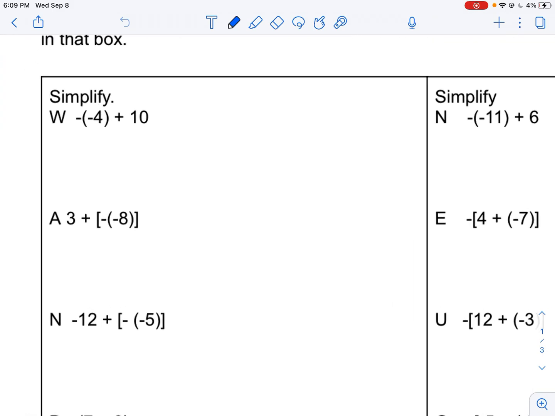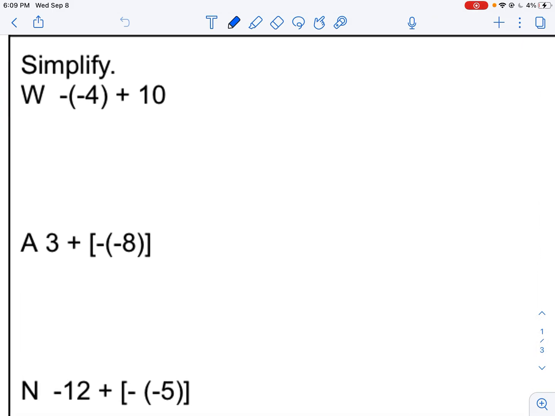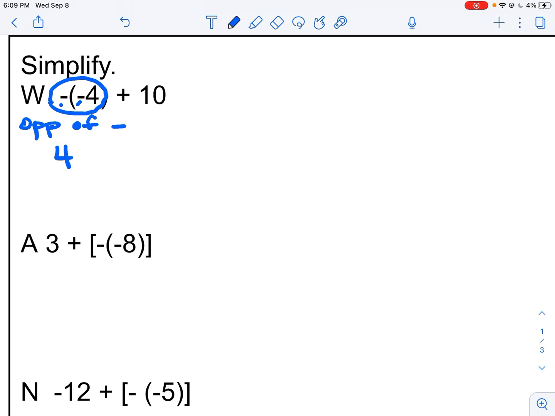So I'm going to go ahead and start with this one. Remember that when you have two negatives next to each other, that's like saying the opposite of negative. So that would be positive. So you would really be saying positive 4 plus 10, which comes out to 14.